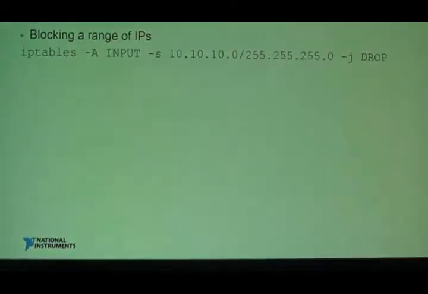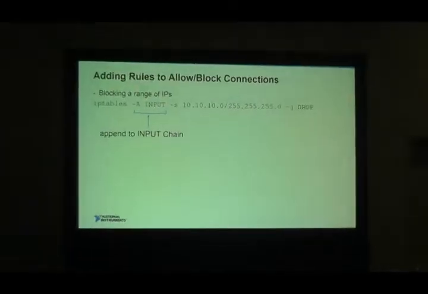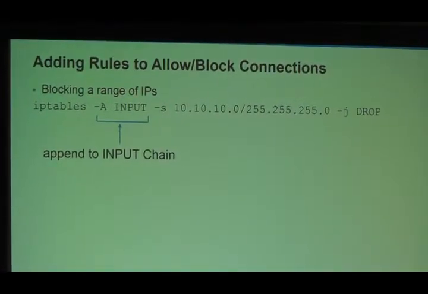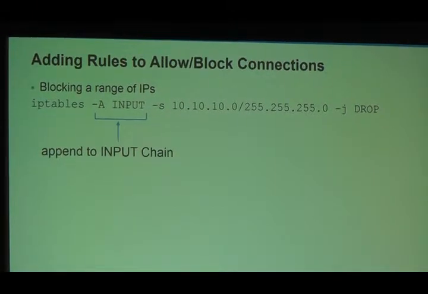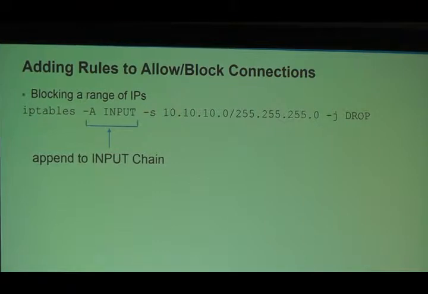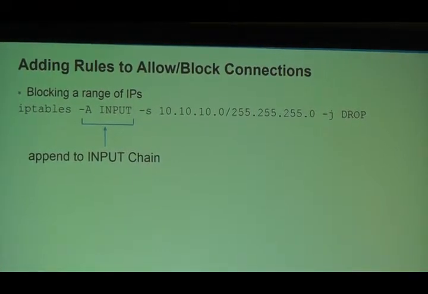All right, so let's look at how we can configure iptables. Let's say you wanted to block a range of IPs. You would just SSH into your target and type in the following commands to add a rule to iptables. In this case, you'll type in iptables -A INPUT, so you're adding a rule to the input chain.